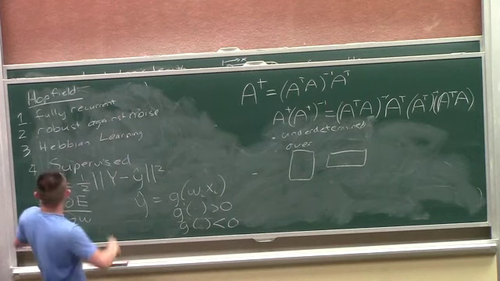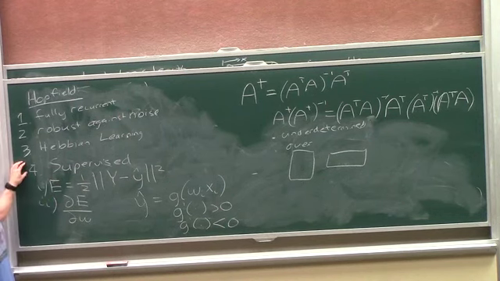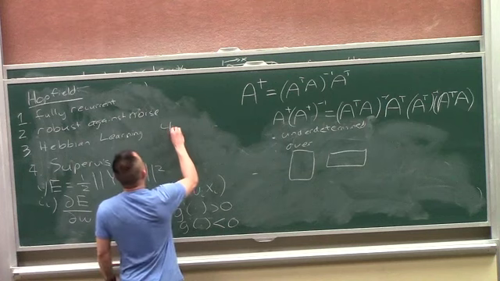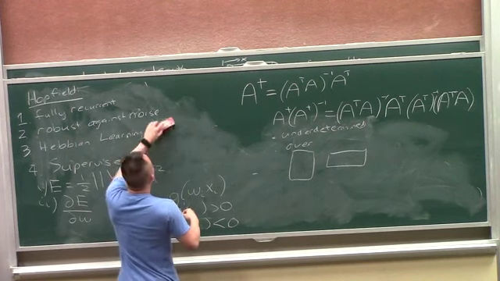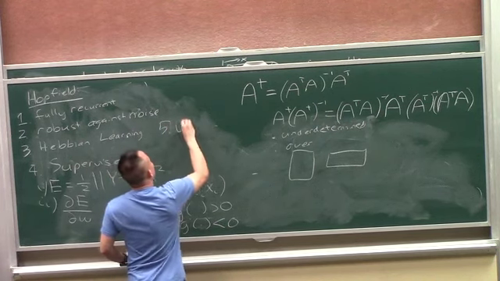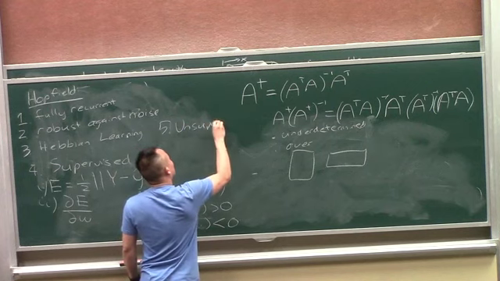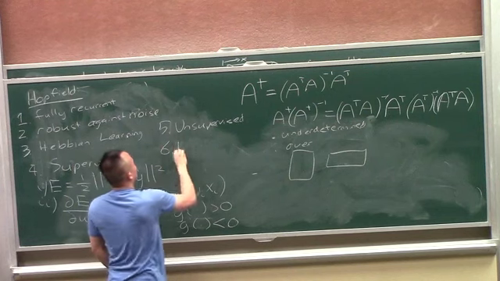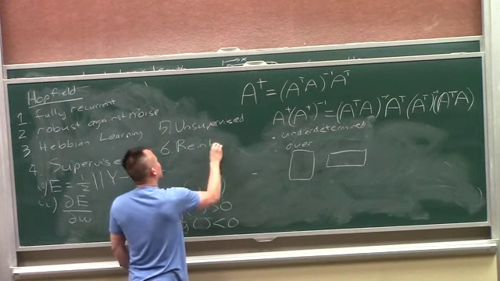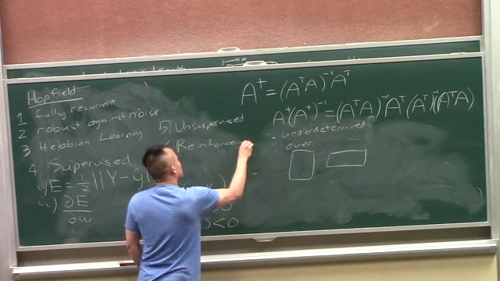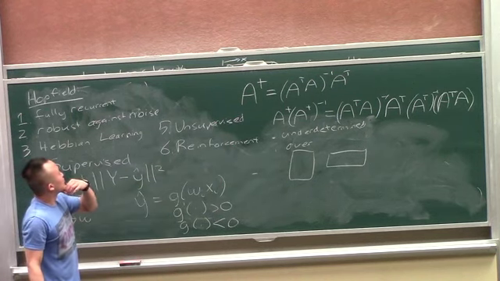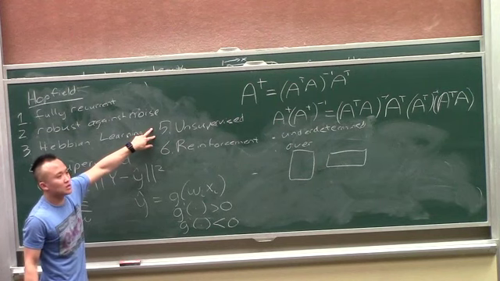There's Hebbian learning, there's supervised learning. I would be aware of the other types of learning. There's also unsupervised, and reinforcement. For unsupervised, I don't think we really talked about this. You guys can correct me if I'm wrong.